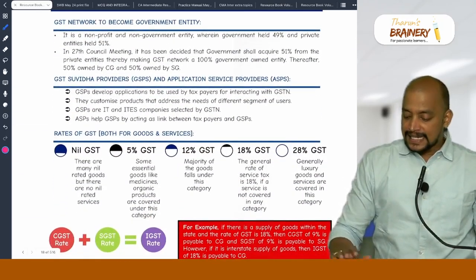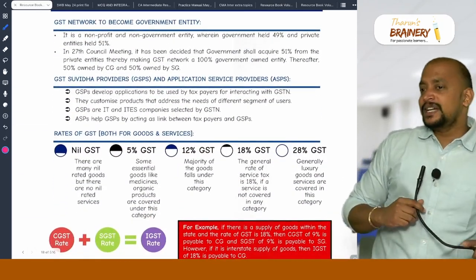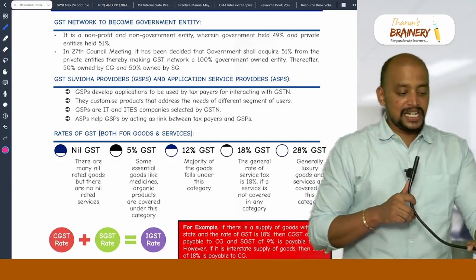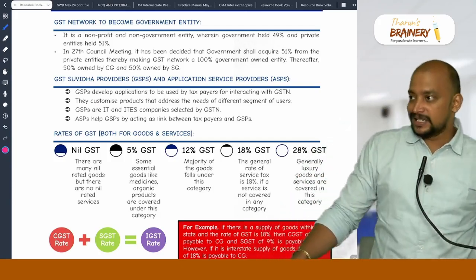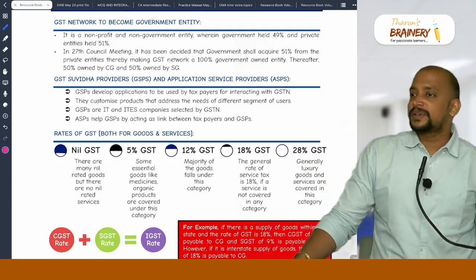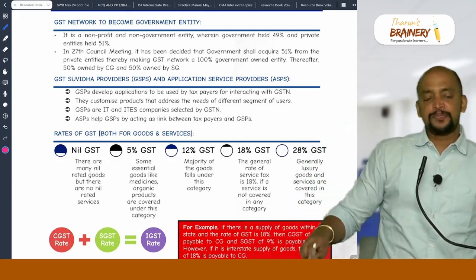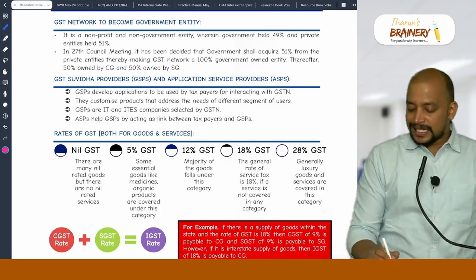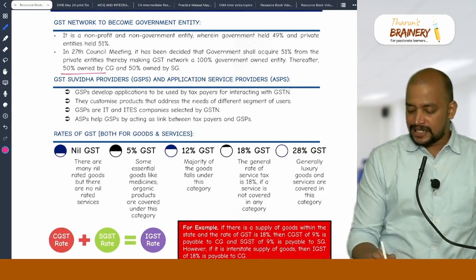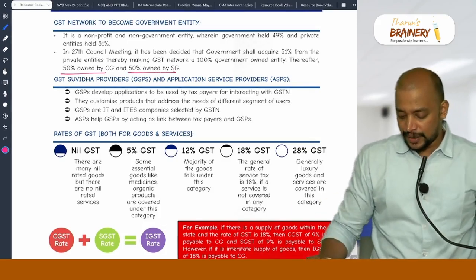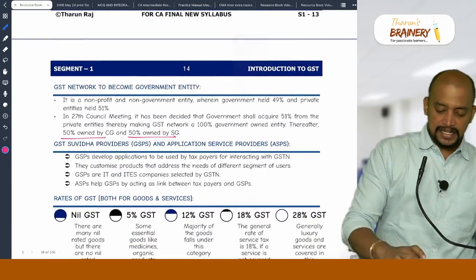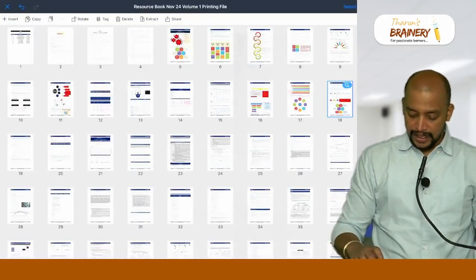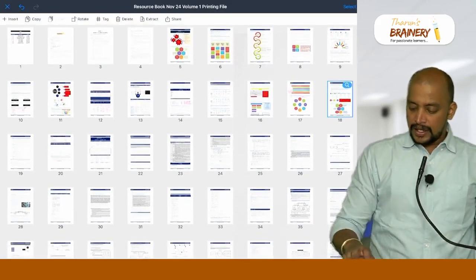Then, is GST network a government entity or a private entity? Initially it was started as a public private entity, but now it is a 100% government owned entity, wherein 50% is owned by central government and 50% by all state governments together. Okay, and these are the various aspects that we need to know in the introduction.